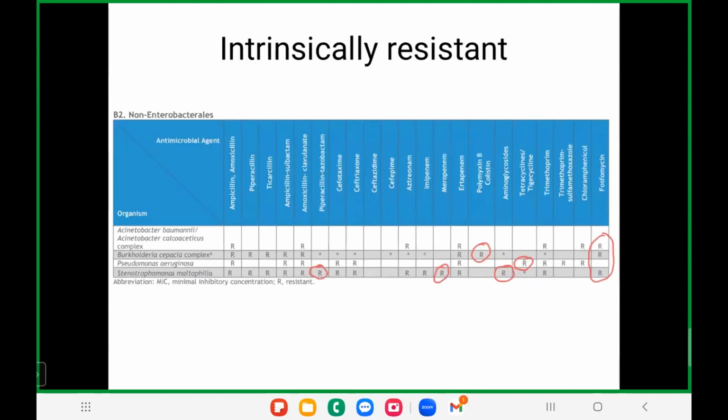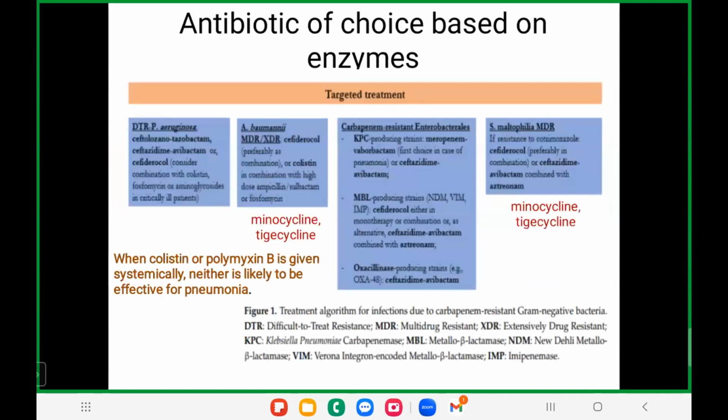Some bacteria are intrinsically resistant to some antibiotics. Based on that, you need to avoid those antibiotics for them. For Burkholderia, they are resistant to polymyxin B and colistin, so you cannot use the polymyxins against them. And Pseudomonas is resistant to tetracycline, so you cannot use tetracycline for Pseudomonas. These are the things you need to keep in mind when you are dealing with bugs.